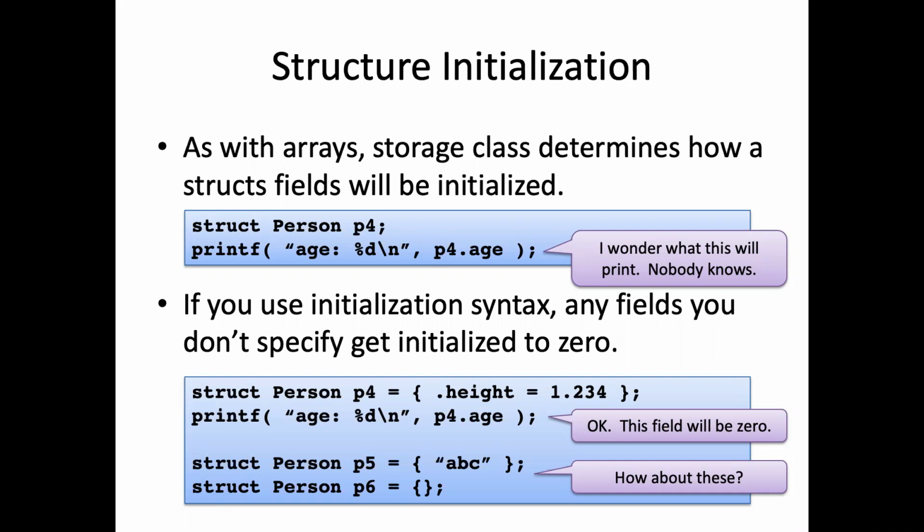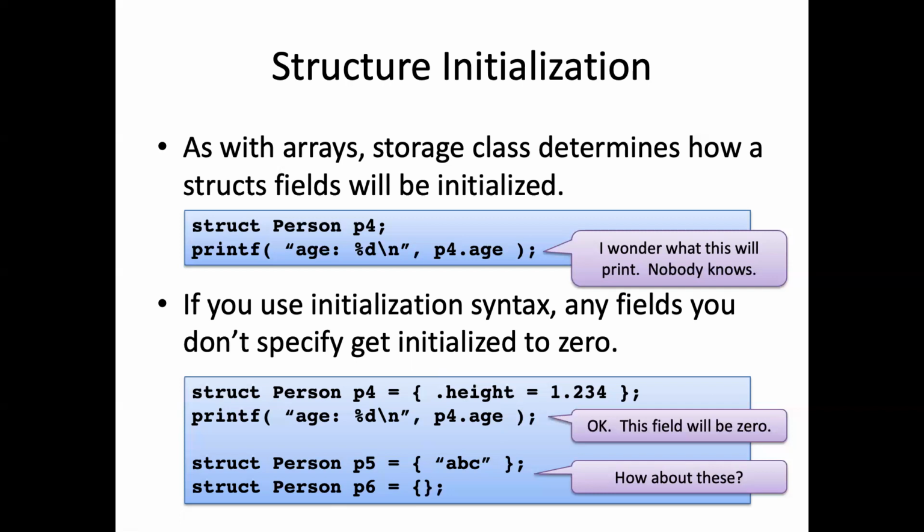So I initialize height to 1.234 here. I didn't explicitly initialize age, but because I initialized some of the fields, age will start out with zeros in it. And this works however you initialize the struct. So for P5 further down, I'm only initializing its name field to ABC, but the other two fields will start out initialized to 0. In fact, the rest of that name field, it's 12 characters, I only gave it 3, but the rest of them will get initialized to null characters.